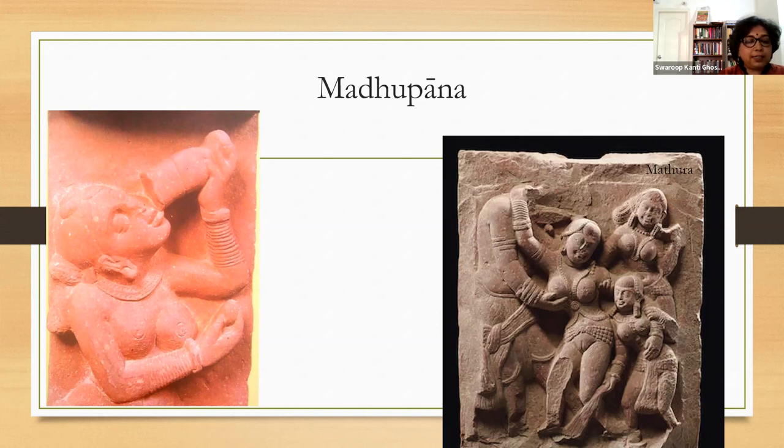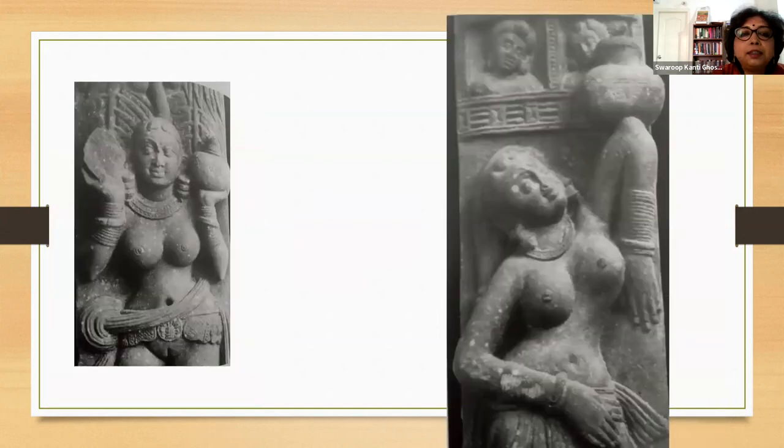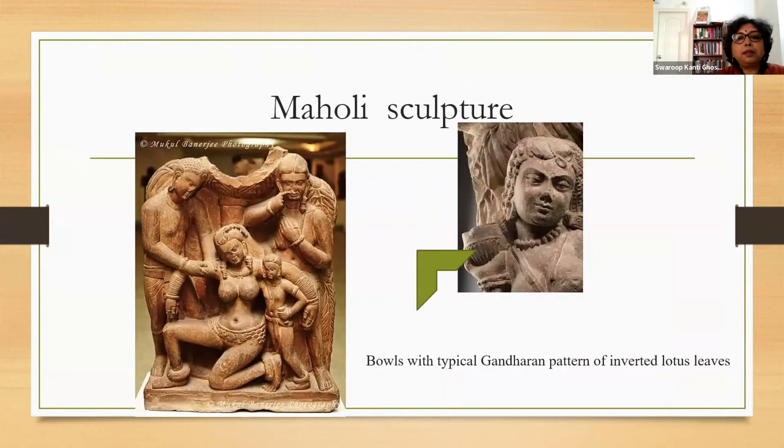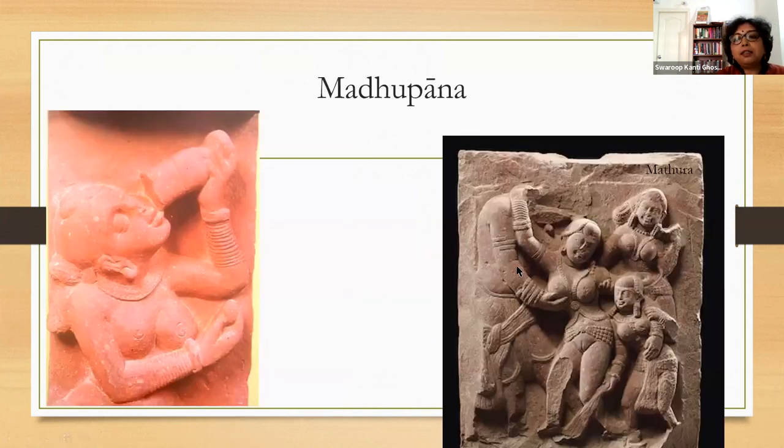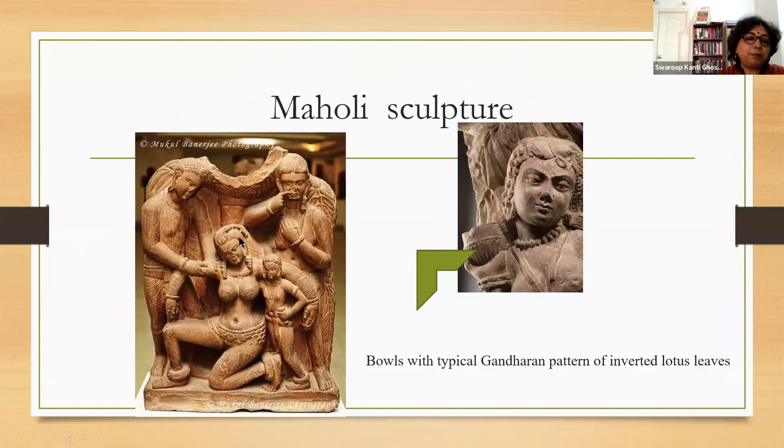That wine drinking was prevalent is evident from the representation of a wine pitcher being carried by a woman. Here is the wine pitcher which is being carried by a woman. I am trying to show that this is from Mathura, and how the Mathura sculptures were similar, and this notion of a drunken female was also very much represented in the sculptures of Mathura. So here there was a possibility that the lady is intoxicated. The parallel theme that we find in Mathura is the famous Maholi sculpture, which is now in the National Museum.